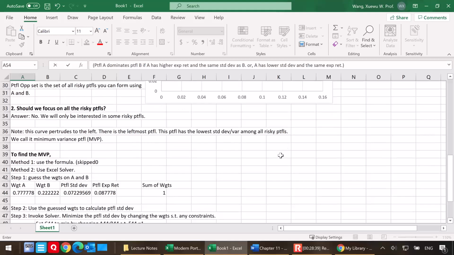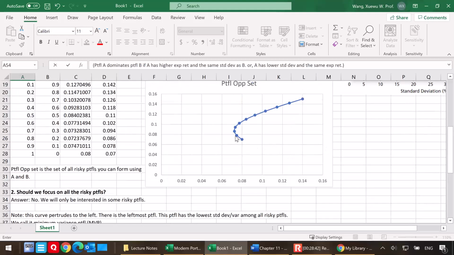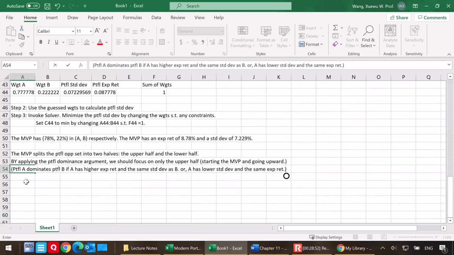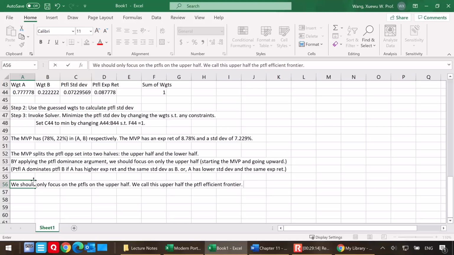So in this way, we don't have to actually look at the lower half because all the portfolios in the lower half are dominated portfolios. So we don't have to focus on them. All right. So, we should only focus on the portfolios on the upper half. And what do we call this upper half? Starting from the MVP, all right? And we call this upper half the portfolio efficient frontier, okay?